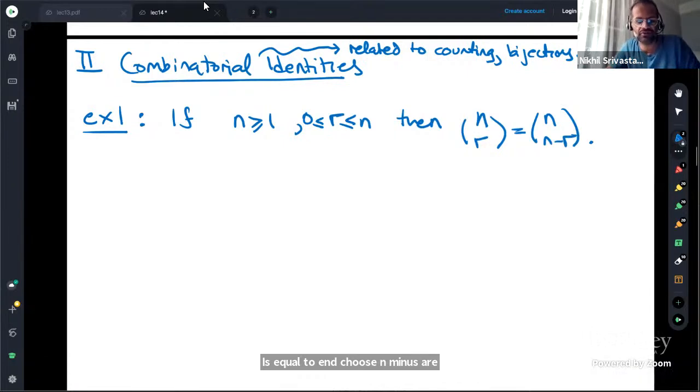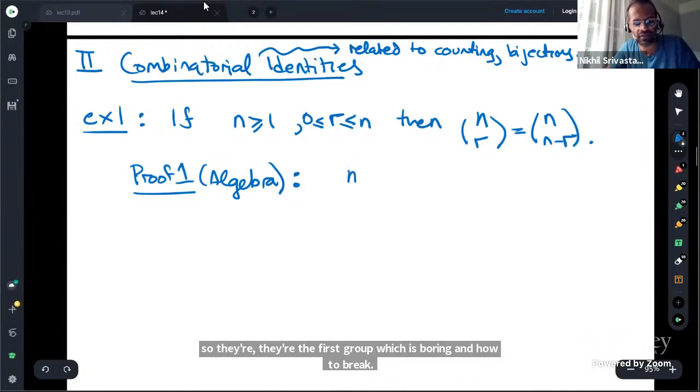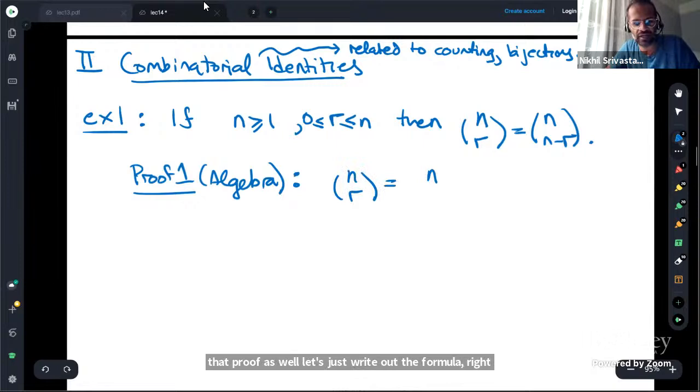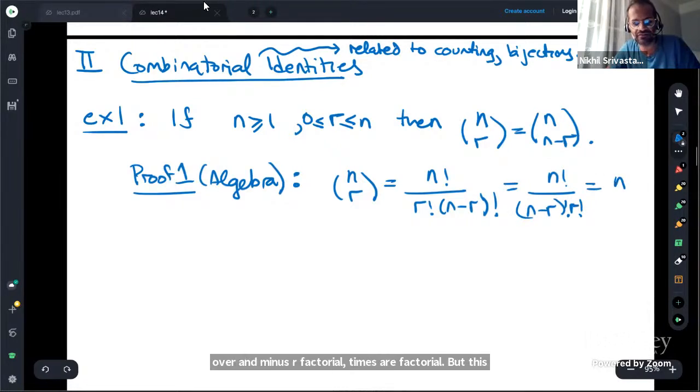Okay, so there are 2 ways to prove this. There's the first proof, which is boring and algebraic. Let's just write out the formulas. This is equal to n factorial over r factorial times n minus r factorial. But then I can swap the order. This is n factorial over n minus r factorial times r factorial. But this is the formula for n choose n minus r.